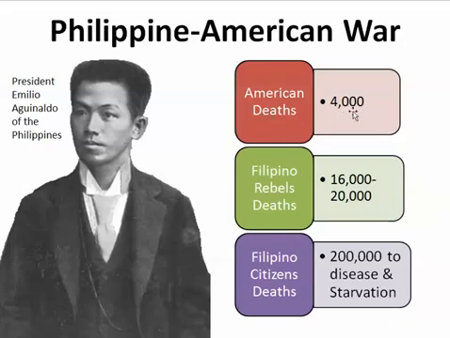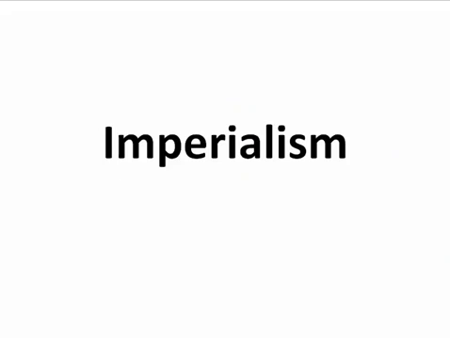American deaths, there's 4,000 American deaths. The Filipino rebels, they're going to be 16,000 to 20,000 deaths there. And then the citizens of the Philippines, over 200,000 deaths to disease and starvation during the Philippine-American War. So this was not a light war that happened here between the Philippines trying to get their independence from the United States. So as a result of the Philippine-American War, these arguments come up about imperialism.